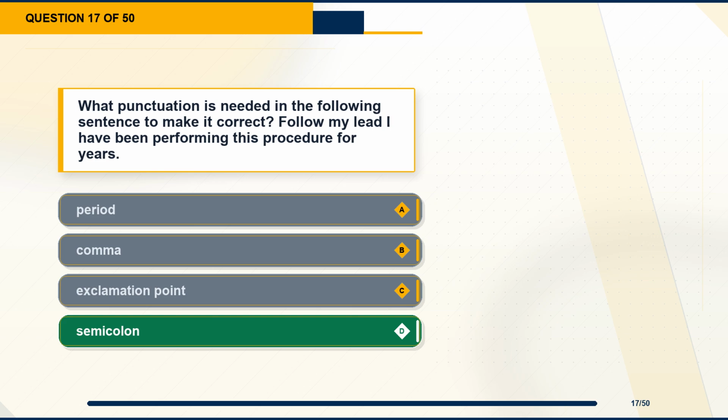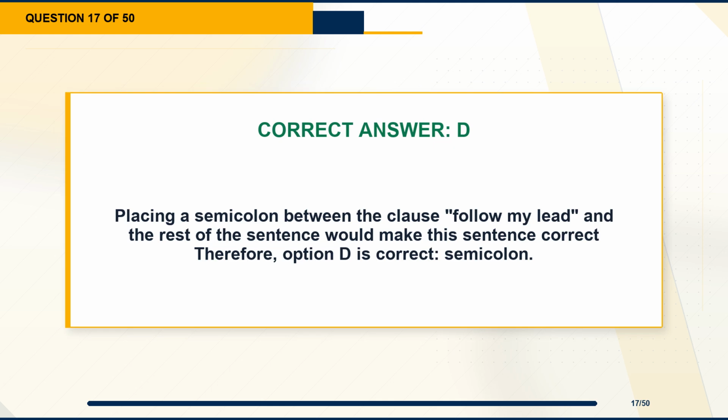The correct answer is option D, semicolon. Explanation. Placing a semicolon between the clause follow my lead and the rest of the sentence would make this sentence correct. Therefore, option D is correct, semicolon.